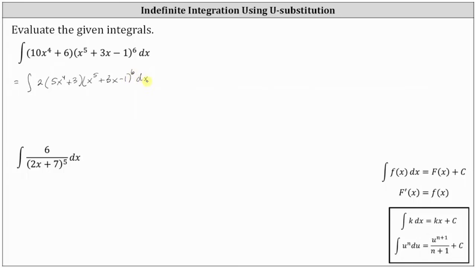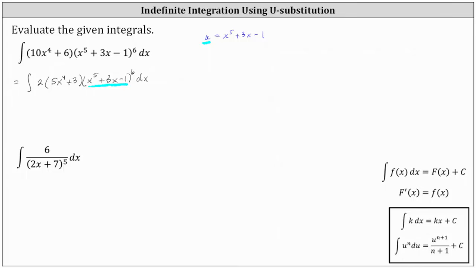And now our goal is to determine what u should be such that differential u matches the form of the remaining part of the integral. One giveaway is that we have the quantity x to the fifth plus 3x minus 1 raised to the 6th power, and we have the quantity 5x to the fourth plus 3 raised to the 1st power. We often let u equal the part that's raised to the power, so let's try letting u equal x to the fifth plus 3x minus 1. Notice by letting u equal x to the fifth plus 3x minus 1, if we go back to the integral, this is now u raised to the 6th power.